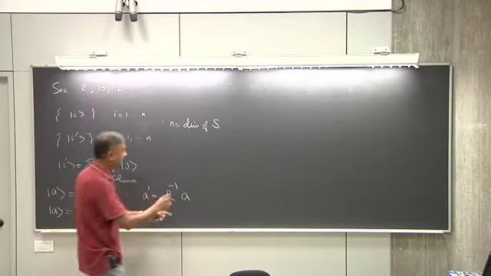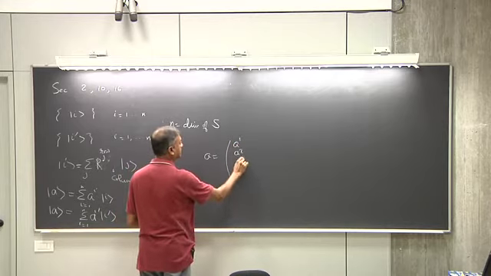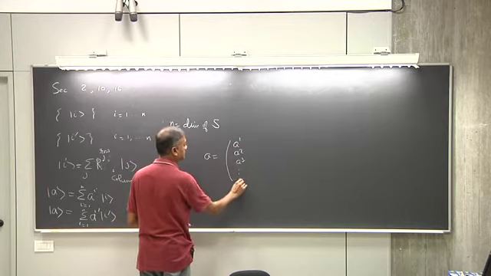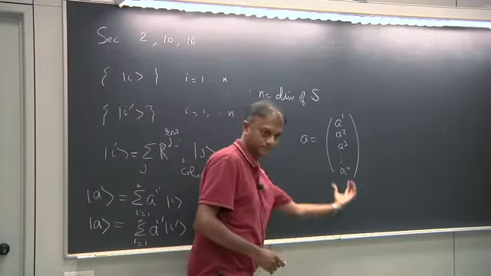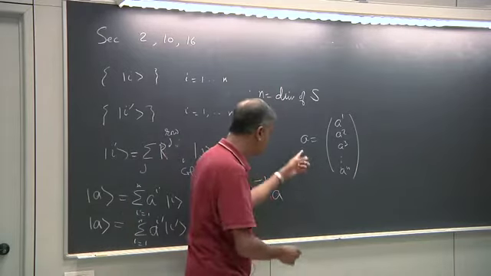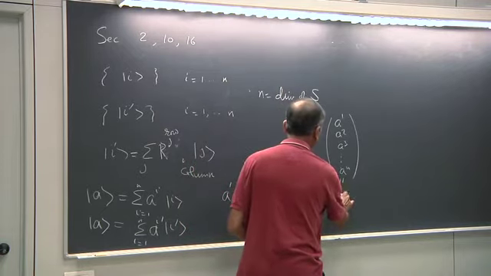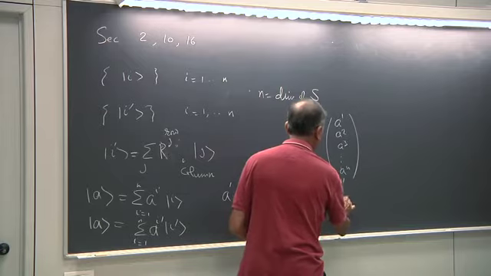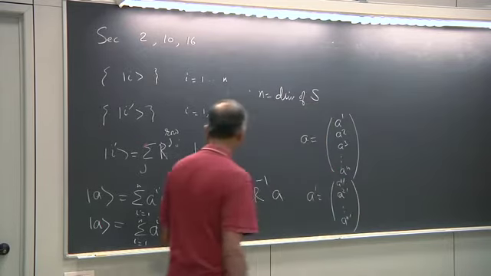So by A, I mean a_1, a_2, a_3, up to a_n. You put all these numbers in one column. Similarly, A prime will be a_1 prime, a_2 prime, and so on, up to a_n prime. Then we have this relation.